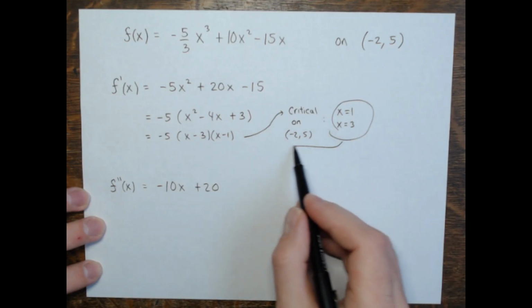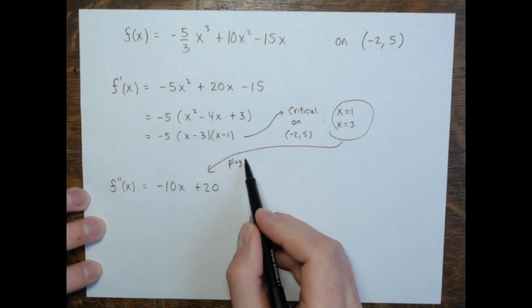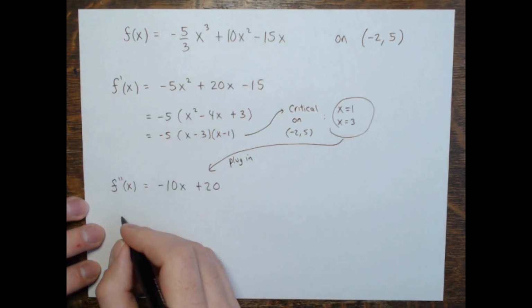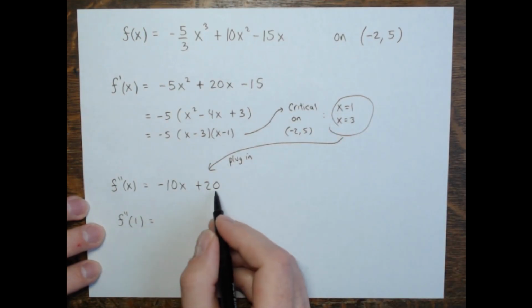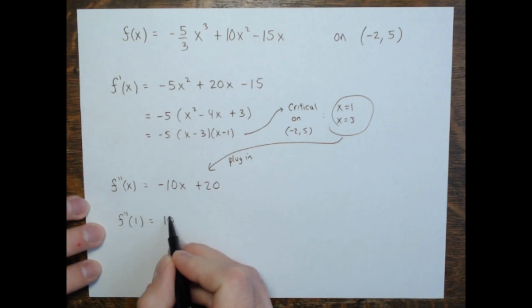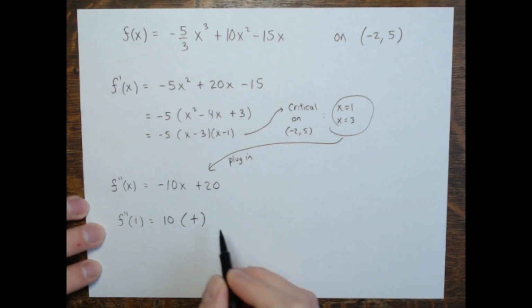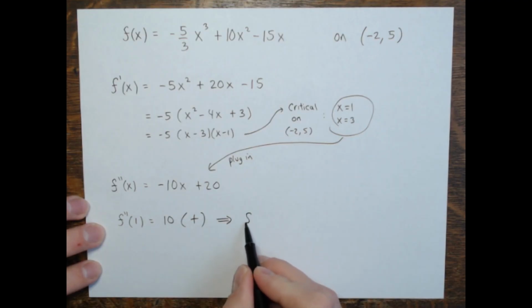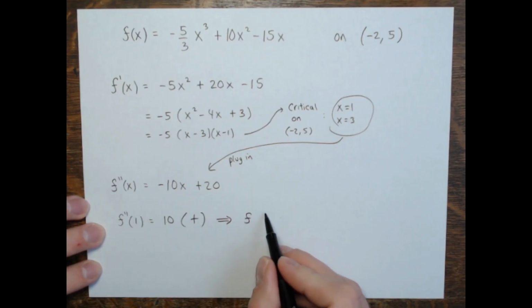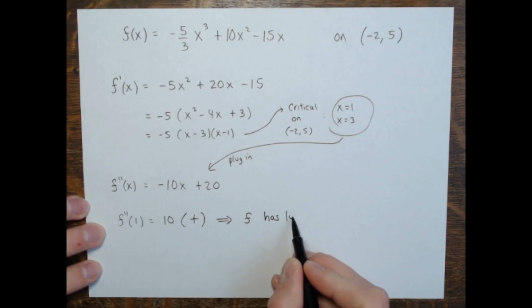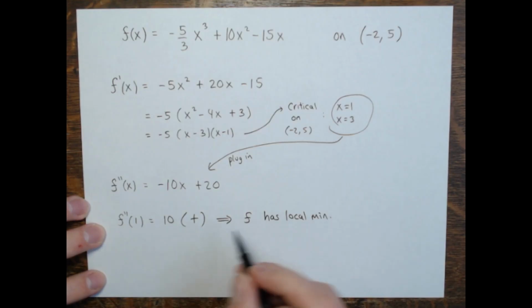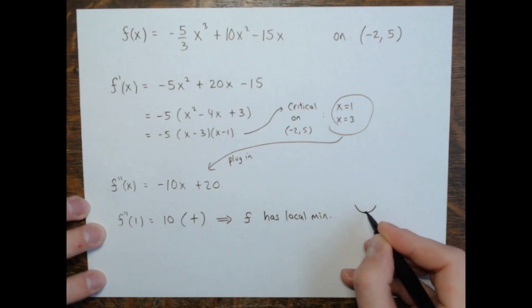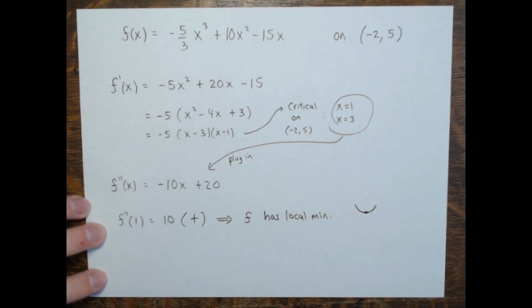And we plug these into the second derivative. The value of the second derivative at 1 would be positive: negative 10 plus 20 is positive 10, greater than 0. So that means f has a local minimum at x equals 1, because if you have a positive second derivative, you're on a piece of curve that's concave up, so you're at the bottom of a valley, a place where there's a local minimum.